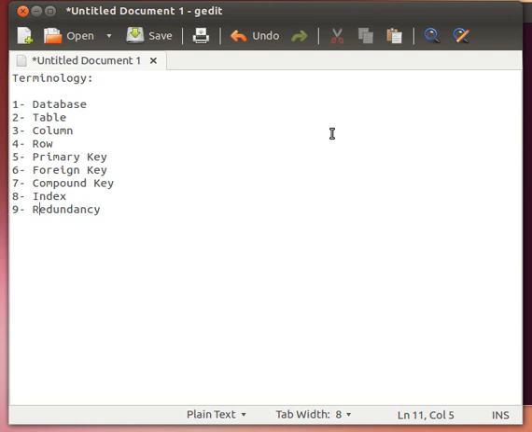A row, however, is just a record or an entry or a tuple. A row is a group of related data. So a row is just a slice along columns, and it has some data of different types. Now, what is a primary key?